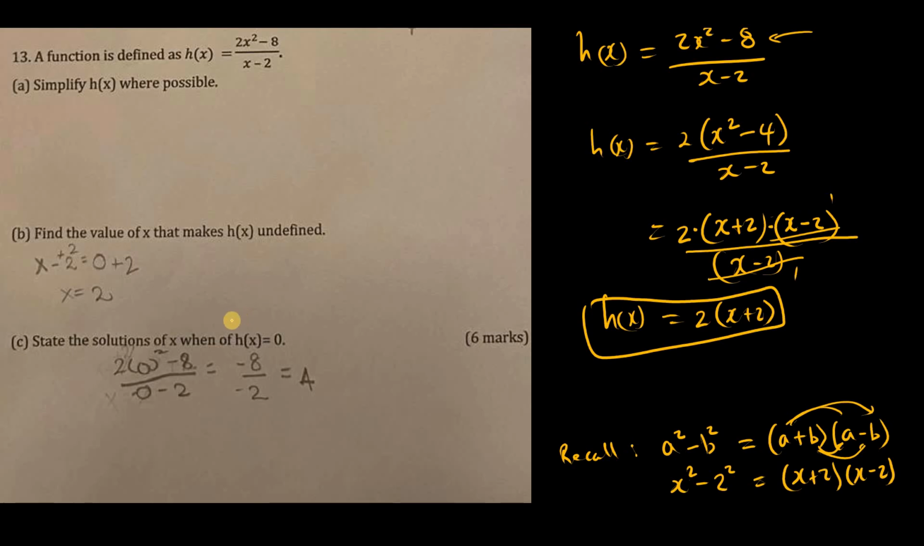Alright, so now they're saying find the value of x that makes h of x undefined. In this form, of course, you would not be able to find it. So you'd have to use this form, because for it to be undefined, the denominator is what's equal to 0. So let's just clear the page.